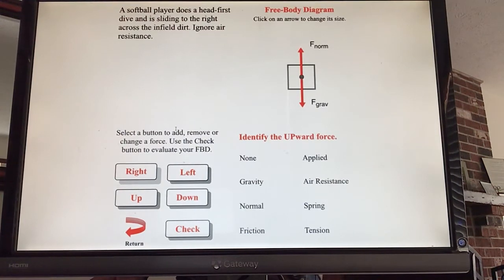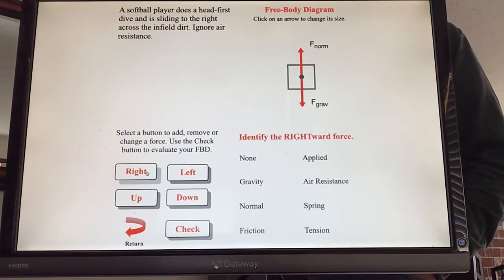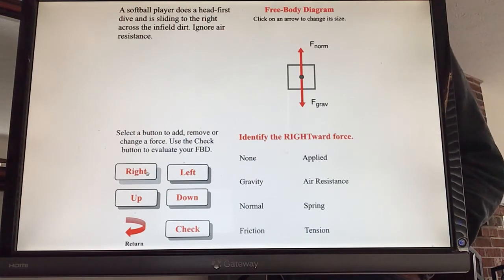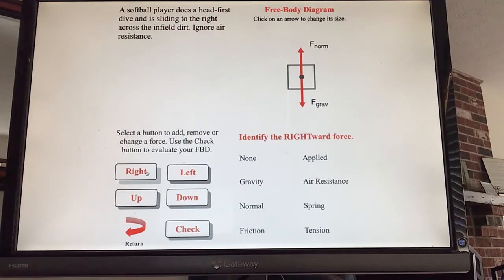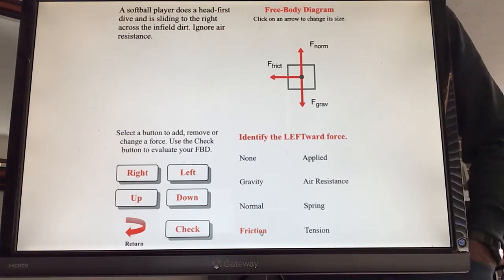And then they're moving ahead, head first dive to the right. Is there an applied force since she's sliding? There shouldn't be, because once you push off and are sliding, just like the sled, you should not have an applied force. So let's look at the force in the other direction. You're sliding in the dirt. There's your friction between your body and the dirt sliding.